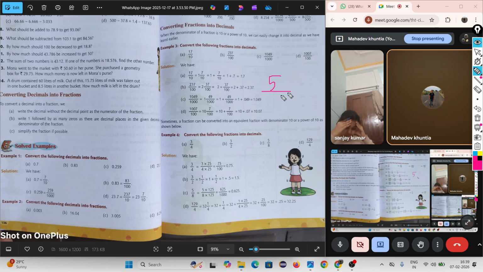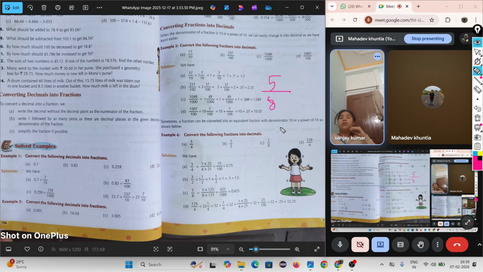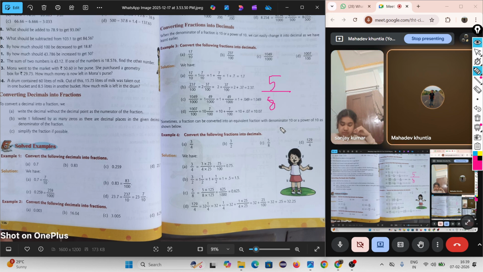5 upon 8. 5 upon 8. At this time, if you will kept below result, then what will happen? Look, it's around 3 time I am divide this chapter. 3 time. In between 1 to 1 and 1.5 month, we have discussed this chapter 3 times.